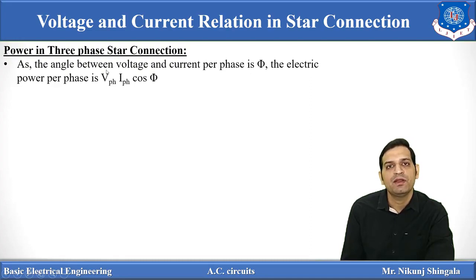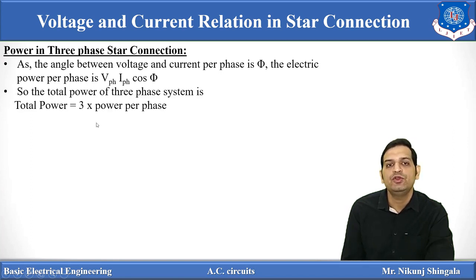So actual power per phase will be V phase I phase cos phi, where V phase is the voltage per phase, I phase is the current per phase, and phi is the angle between V phase and I phase. So total power for the three phase system will be 3 into power per phase, because the system is balanced. So power per phase will be equal for each of the phases. So 3 into V phase I phase cos phi.